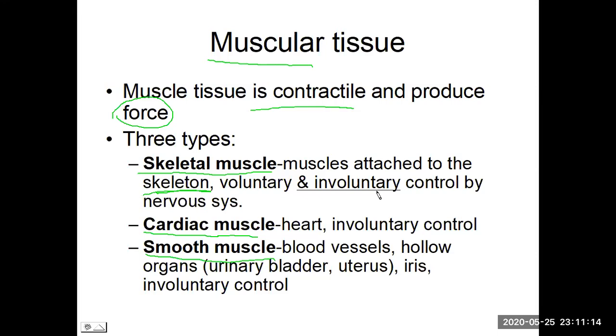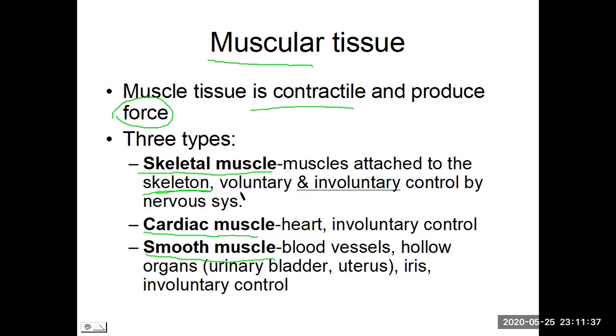Whereas involuntary control, this is now where skeletal muscle will be stimulated, but it's not at the conscious level. And a great example of this would be breathing using your diaphragm. And again, skeletal muscle has both voluntary and involuntary control. And your diaphragm is a perfect example.